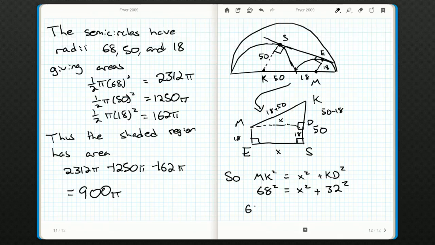So 68 squared minus 32 squared. So that's 4624 minus 1024. So that's 3600, or 4 times 15 squared. So x equals 60. And from there we can figure out the area of this rectangle. It's going to be 18 times 60. And then this triangle here, it's going to be a half base times height. So 1/2 times 60 times 32.